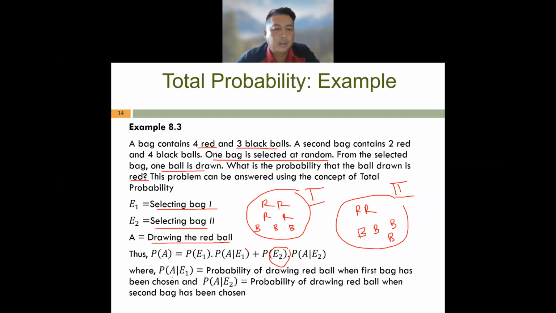This one says that given that you are in bag 1, what is the probability of drawing a red ball? And this one also, given that you are selecting bag 2, what is the probability of drawing a red ball? So we can compute this.